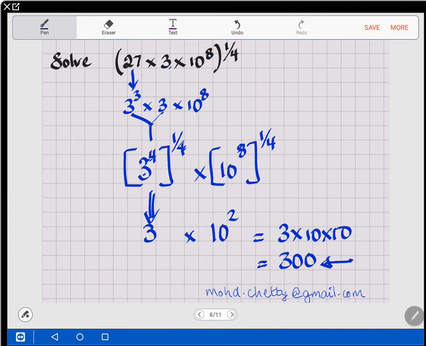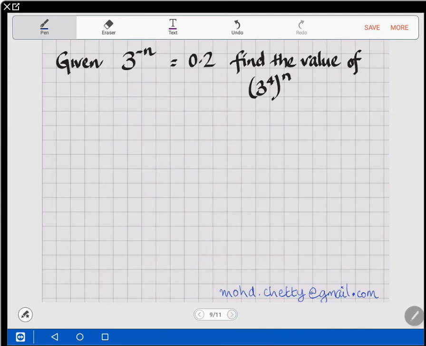Maintenant, nous faisons la dernière question. Non, pas la dernière question. Neuvième question. Right. Given 3 to the power of minus n is equal to 0.2, find the value of 3 to the power of 4n. Onzième question.